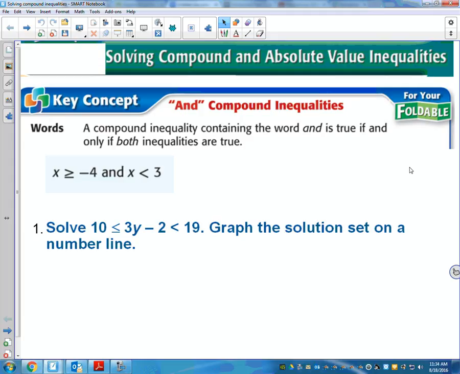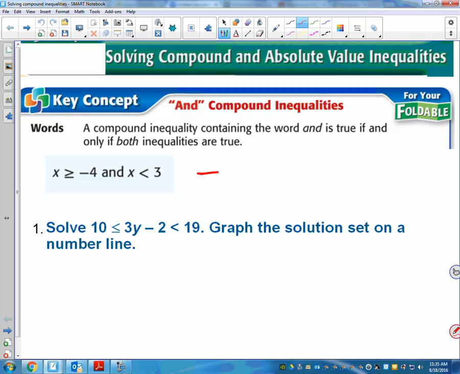It's true if and only if both inequalities are true. And so that's why I always think that and meets in the middle, because they overlap. So it says like x is greater than or equal to -4, and x is less than 3. It's where both of those are true.